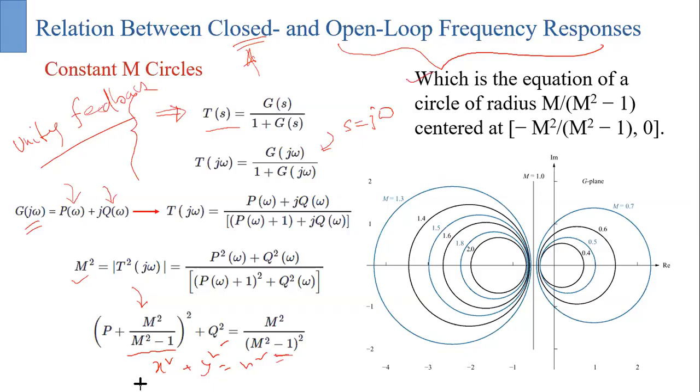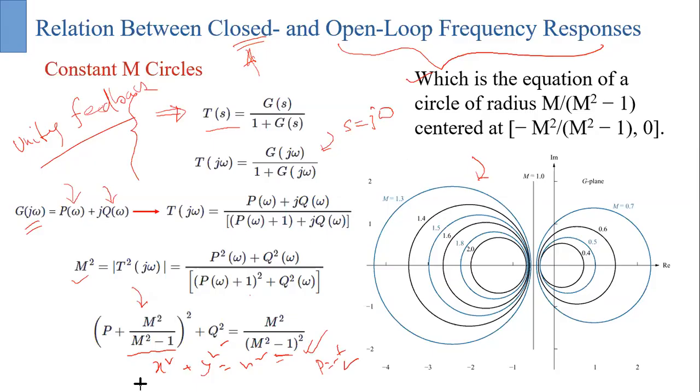So for different values of m, we can find out this sort of curves. These curves are called constant M circles or constant magnitude circles. Now one thing I have to be careful about here is if the value of m is 1. If the value of m is 1, then we can see that it will become an equation like x equal to minus half. So basically it will always be a straight line like this.